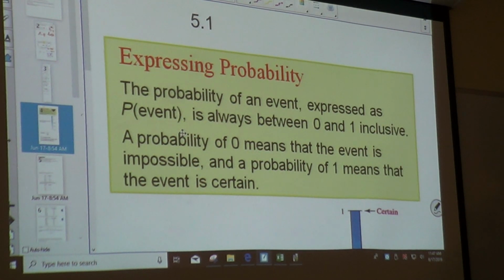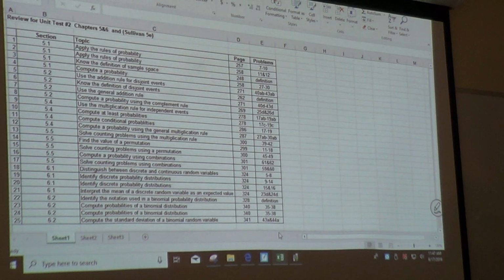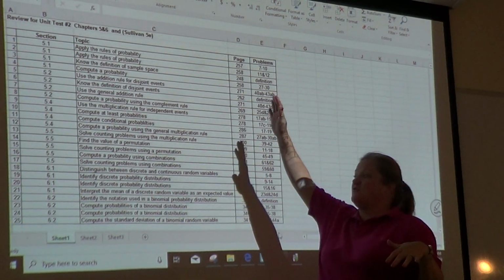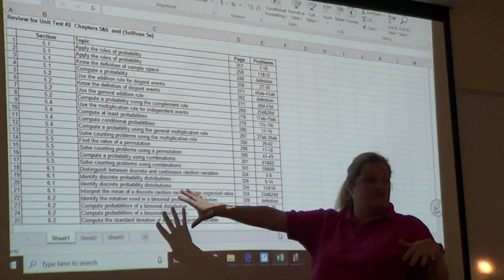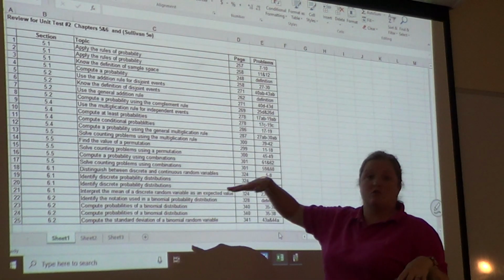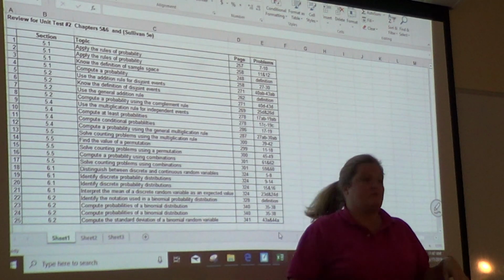Today we are starting chapter 5. And just to pull up the next test, your next test is 25 questions. Your first test was 31, this test is 25. This test is going to be on chapter 5 and a couple of sections of chapter 6. So it's not on 4 chapters this time, it's just on 2 chapters, chapter 5 and chapter 6.